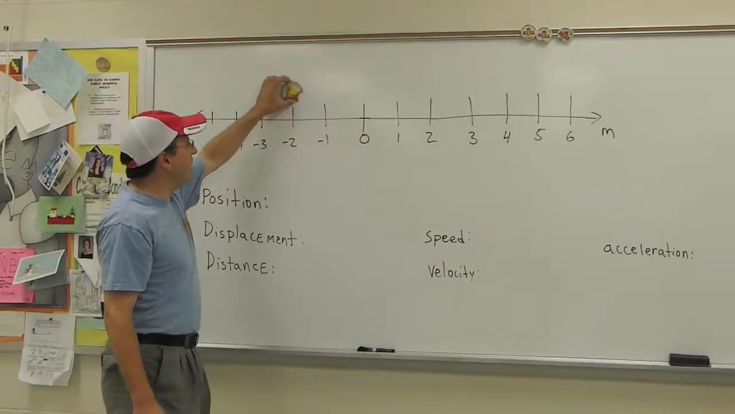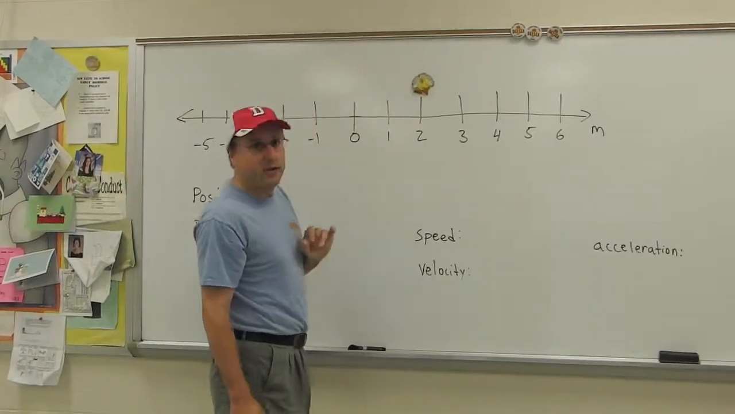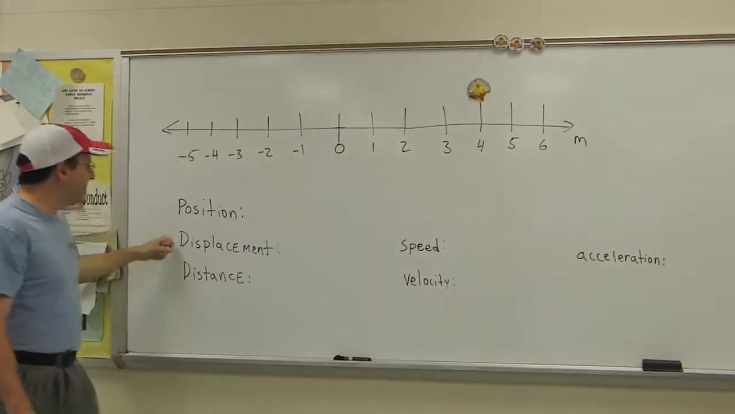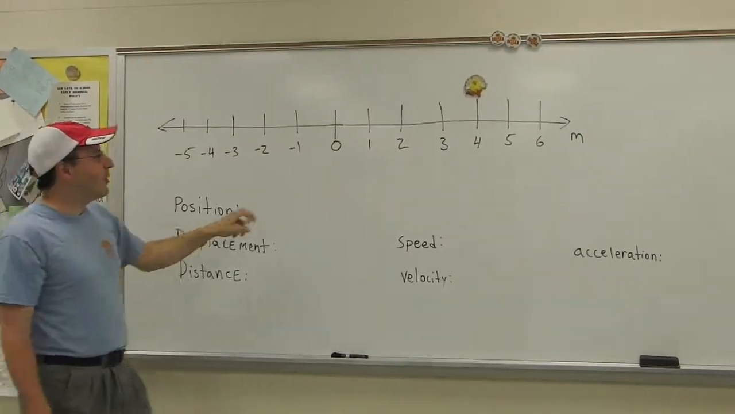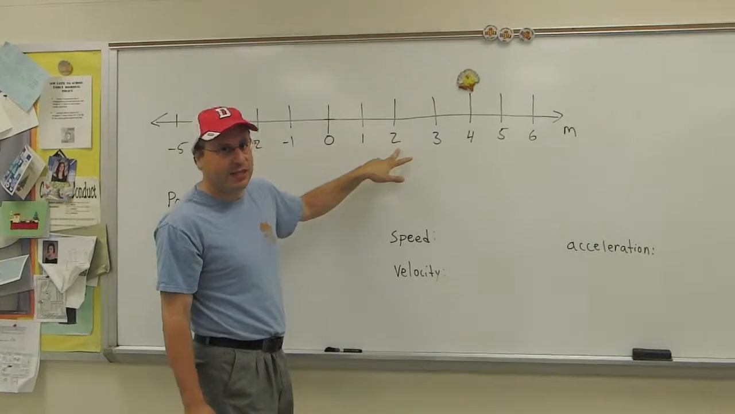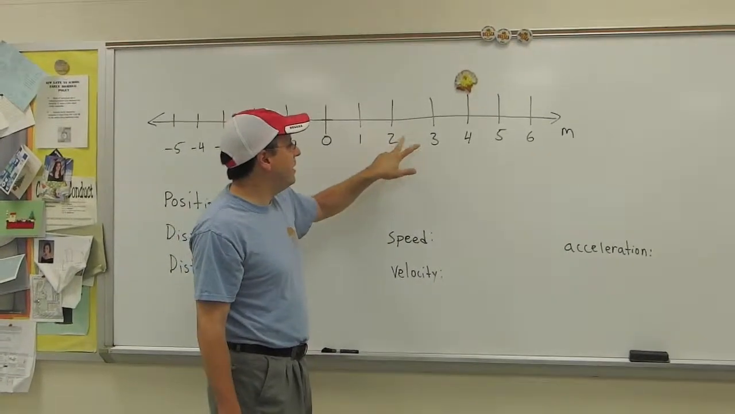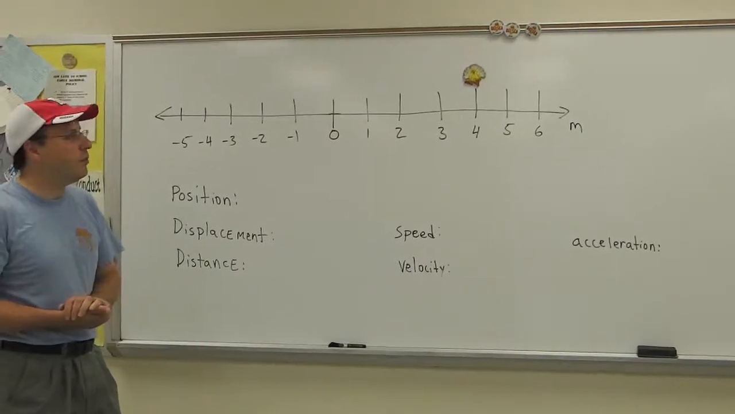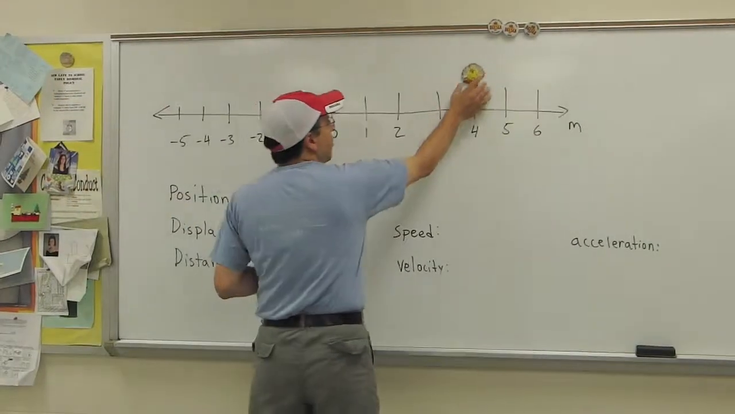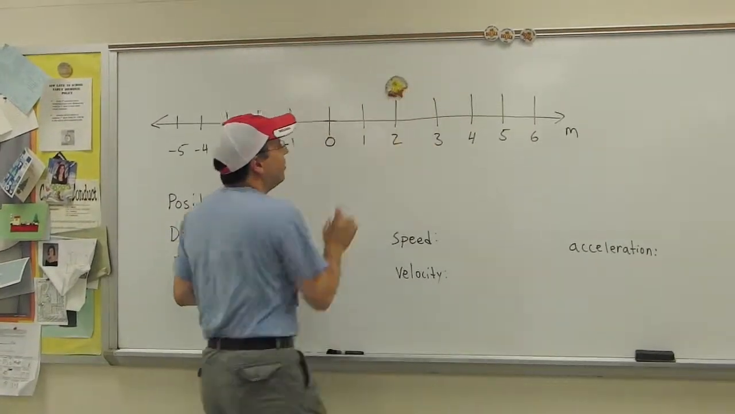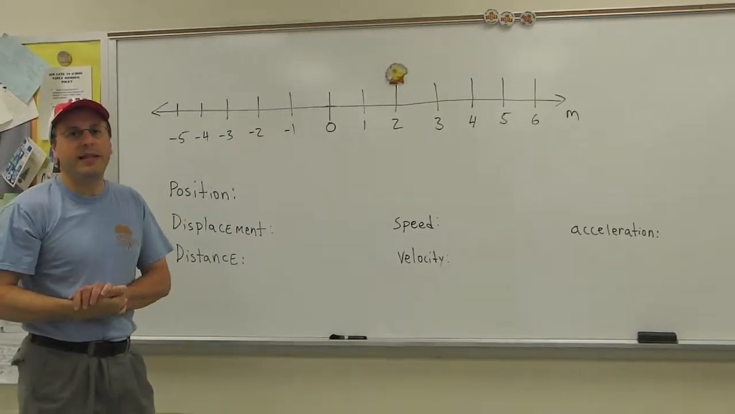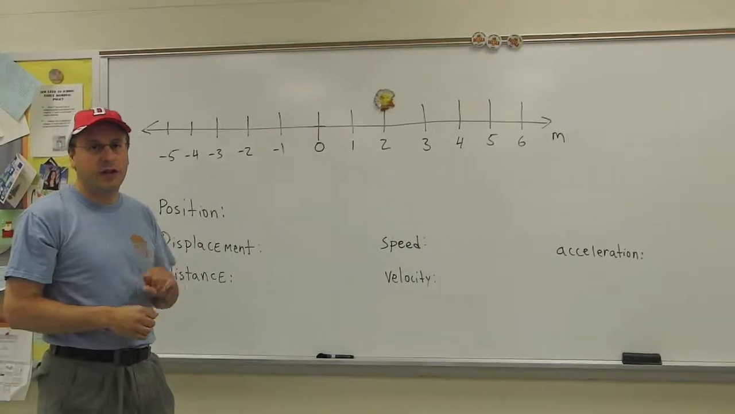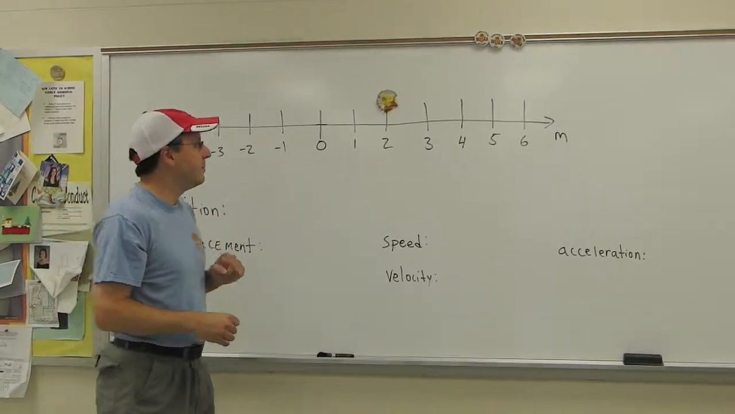When I take chicken man and move him from this location to this location, and I say, what is his displacement? We're talking about his change in position. So he went from 2 meters to 4 meters. That is a displacement of +2 meters. Had he started at the 4 and ended at the 2, his displacement would have been -2 meters. With displacement, you need to give a direction, a number, and a unit.